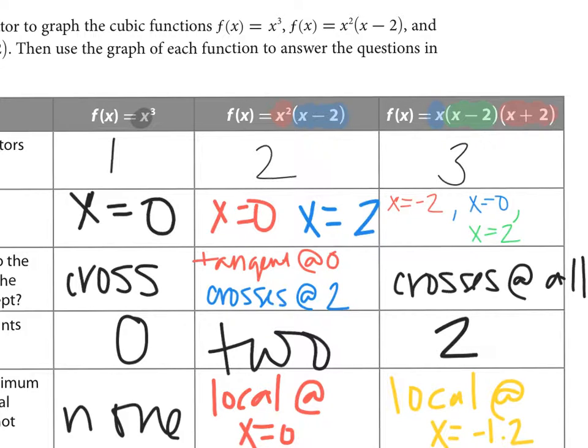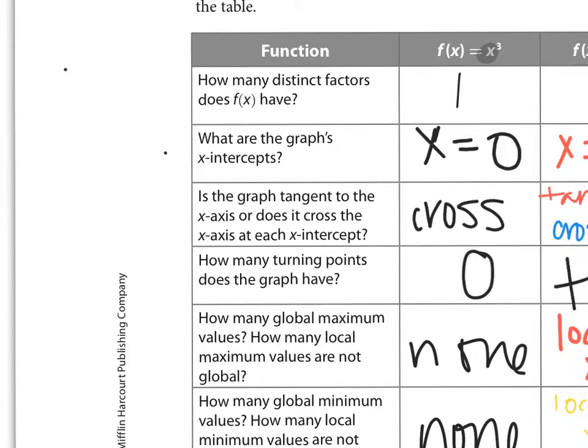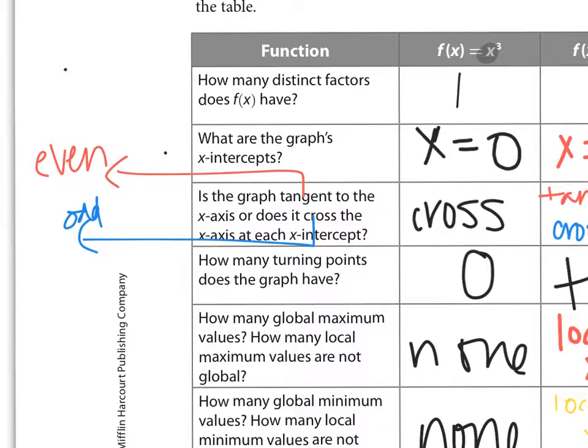So the only time in this whole table that it was tangent was when there was x squared. What's different about that factor versus all the other factors? It's even. That's what you need to know. If it's even, it's going to be tangent, and therefore if it's odd, it's going to cross every time. So tangent happens when the exponent is even, and it crosses when the exponent is odd.